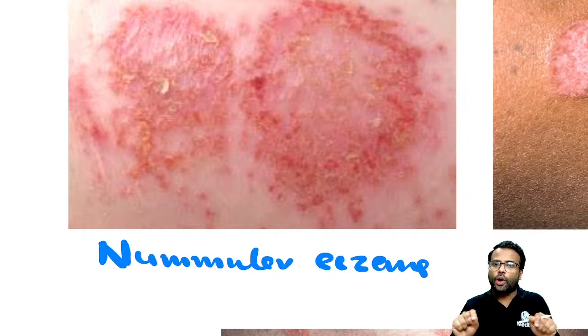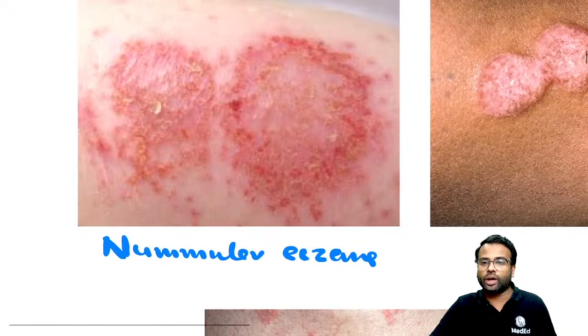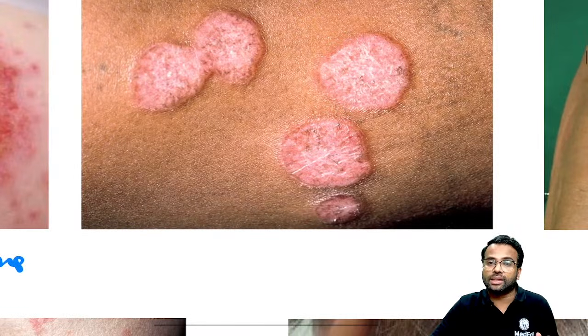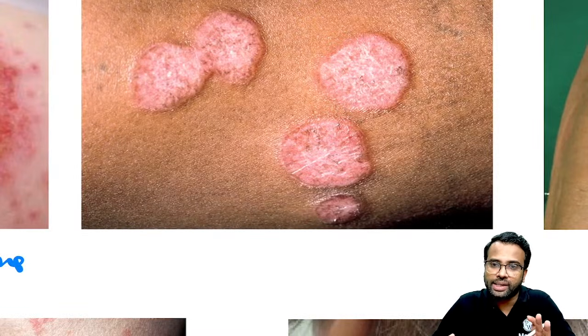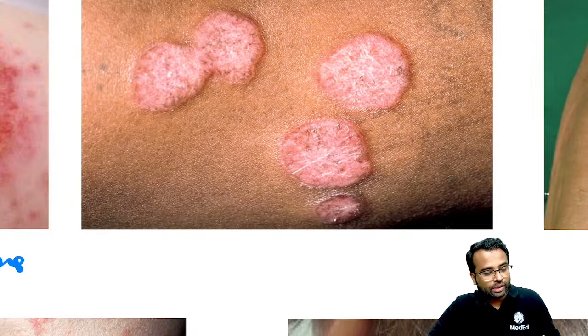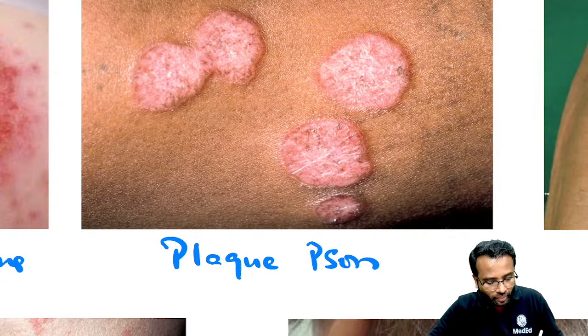Because of the coin shaped eczema, which is round in shape, this is called a coin shaped eczema or a nummular eczema. Here there is no peripheral scaling, right? Whereas when you see a lesion like this, where there are erythematous plaques, red colored plaques, and an entire silvery white scaling, this could be an example of a plaque psoriasis, right?